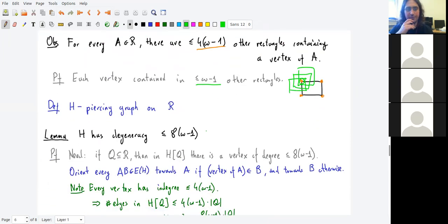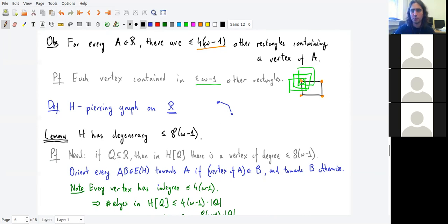Okay, so now let me think about this piercing graph on R. R is my family of rectangles, and now I make a graph where two rectangles are considered adjacent in this piercing graph if one pierces the other. And the claim that I'm now making is that this graph is actually sparse. This graph has degeneracy at most 8 omega minus 1.